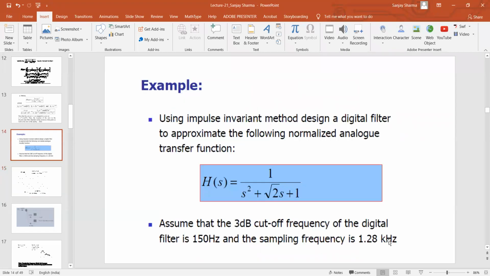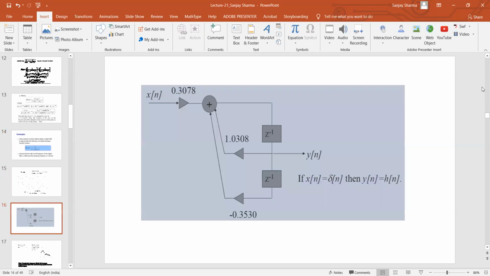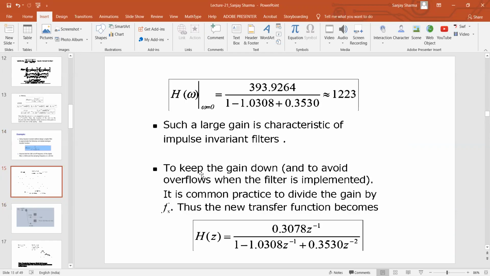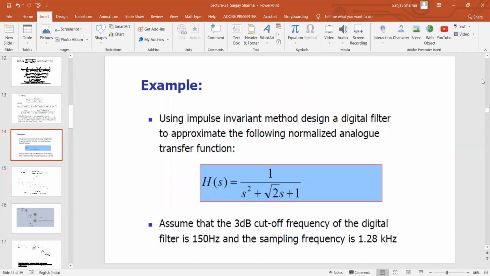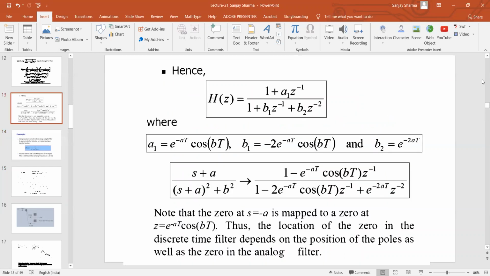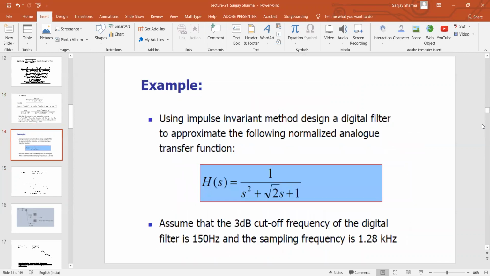Fs is 1.28 kilohertz. So when the gain is large, it is common practice to divide the gain by Fs. Thus the new transfer function becomes this. So let me explain what we have done in this example. Actually the solution is not complete. I have left the solution to be completed by you.